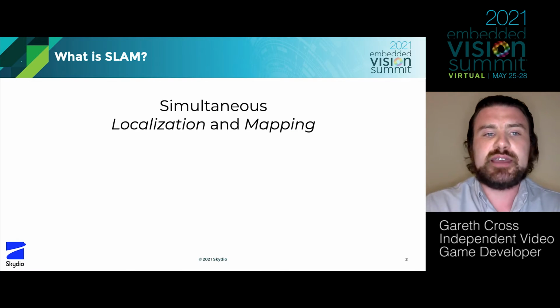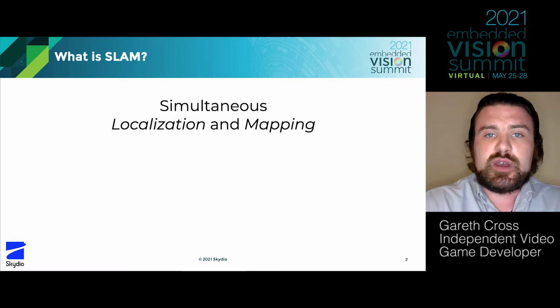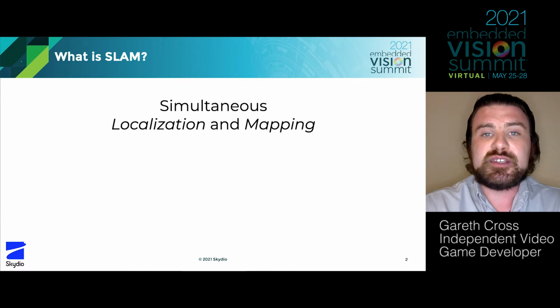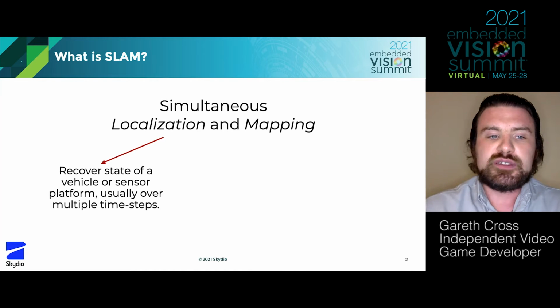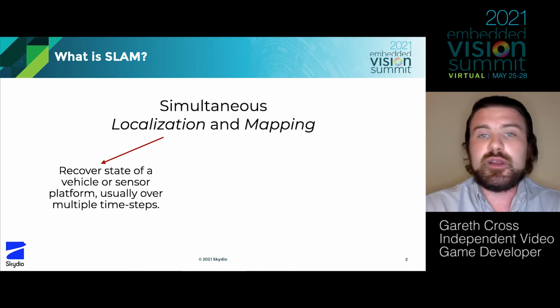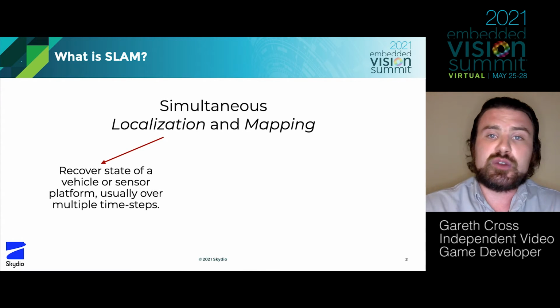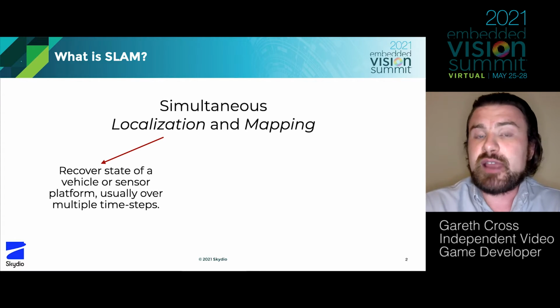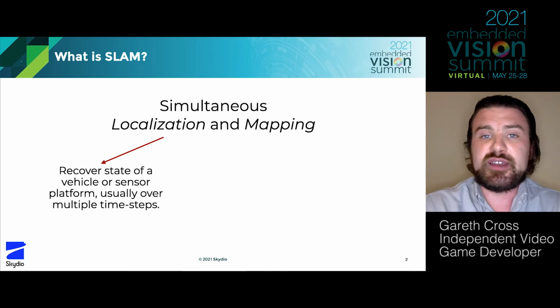So what do we mean by SLAM? SLAM refers to a two-step process whereby we must simultaneously localize and map. By localization, we mean recovering the state of a vehicle or a sensor platform, usually over multiple time steps. So for example, you might be interested in the position and velocity of your drone, or in the position and orientation of your AR headset or of a cellular device in the case of a mobile AR application.